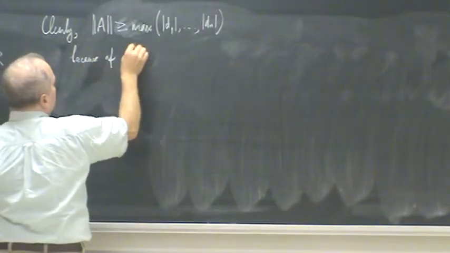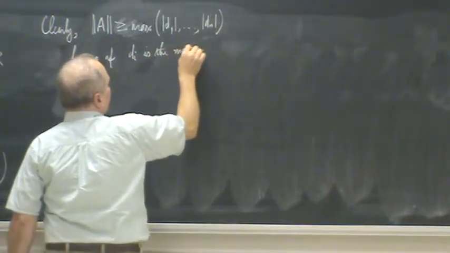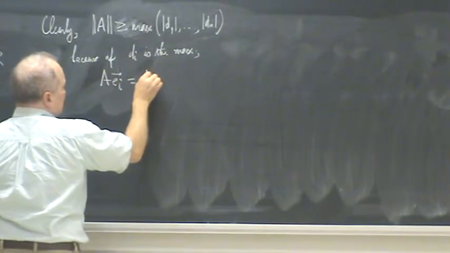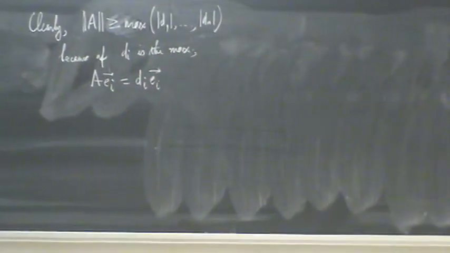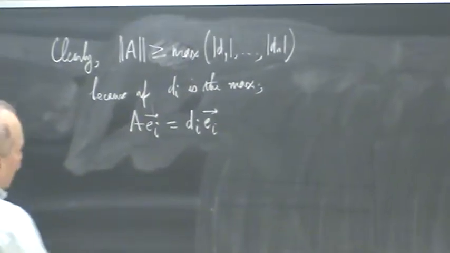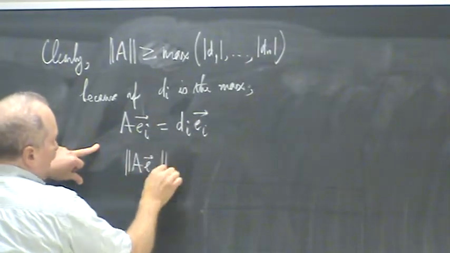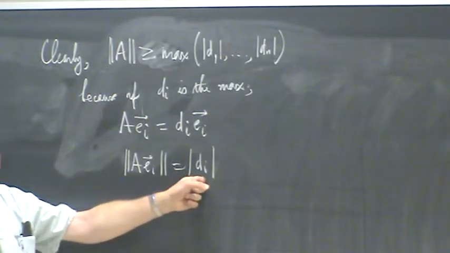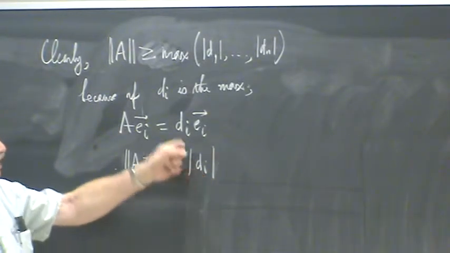Because if di is the maximum, if you multiply A times ei, you get di ei. And so the magnitude of A ei is the absolute value of di. So since that is one of the values that we get, the maximum is at least that big.